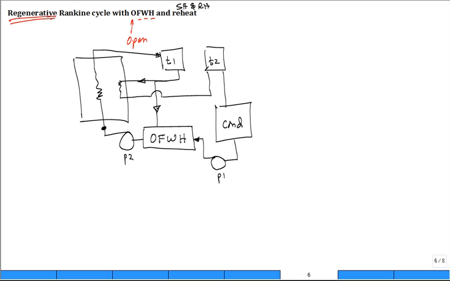You want to make a table of properties or list the properties. Let's go ahead around and just mark them. State 1, State 2, State 3, State 4, State 5, 6, 7, and 8. So we have 8 states, okay? Well, let's put on a temperature entropy diagram.